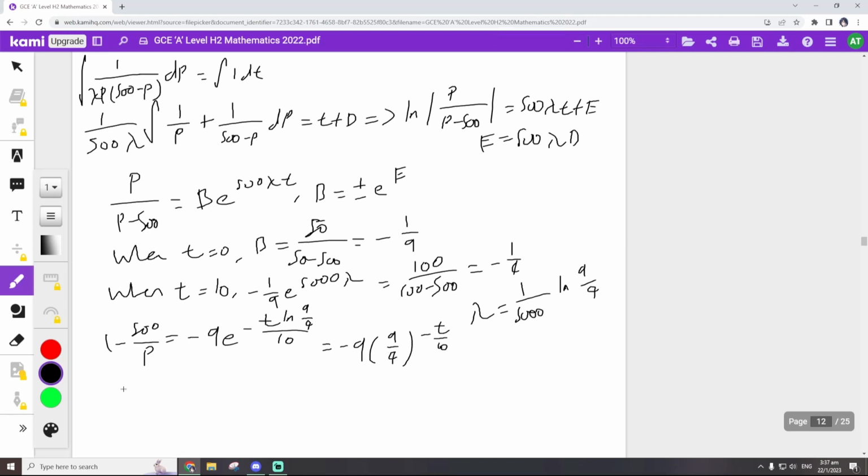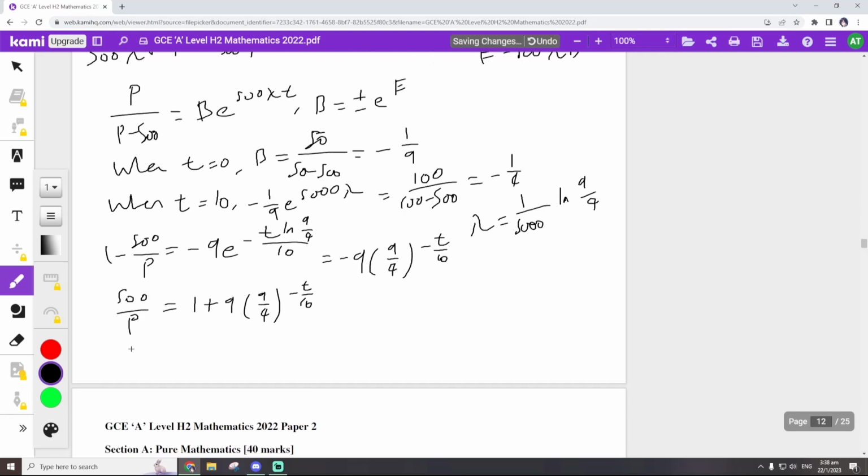Okay, then 500 over p is 1 plus 9 over 4 to the negative t over 10, and finally p is 500 divided by 1 plus 9 over 4 to the negative t over 10.